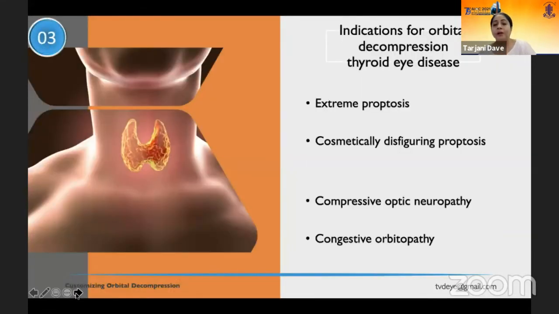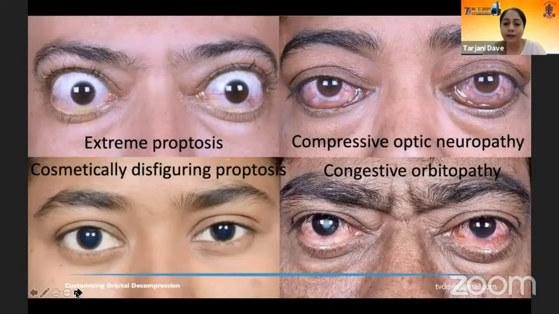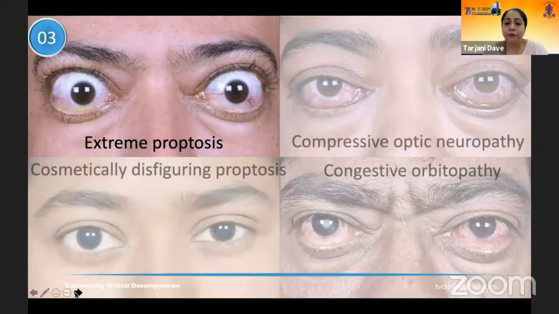Versus that, if you have an unbalanced decompression, the globes will be falling inferomedially, and this tends to produce more amount of diplopia. So if you look at what are the traditional indications for orbital decompression, this is in most situations performed when the patient is in the inactive phase of thyroid eye disease, has extreme proptosis, which can be cosmetically disfiguring, or in certain cases of active thyroid eye disease where you have compressive optic neuropathy, and a small subset that has congestive orbitopathy that I'll talk to once we reach that part later on. These are just certain case examples to show you the different situations in which you can perform orbital decompression.